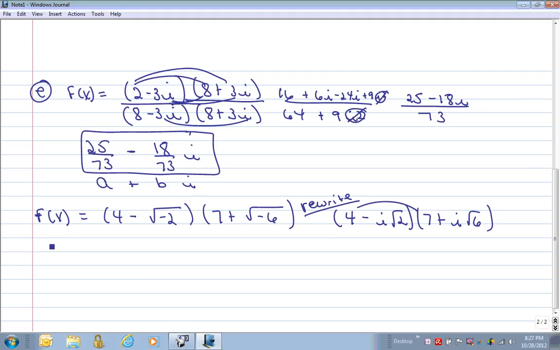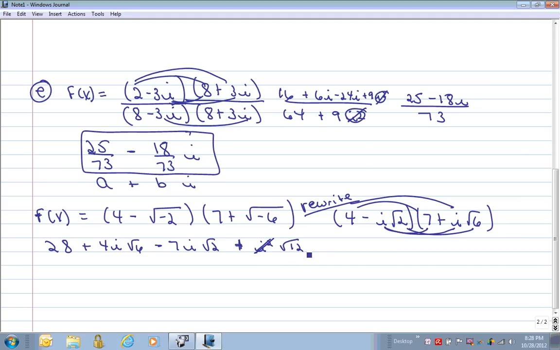So 4 times 7 is going to give us 28. And 4i times the square root of 6 is just going to give us a positive 4i square roots of 6. And then negative i square roots of 2 times 7 is going to give us a negative 7i square roots of 2. And then finally, our negative i times our positive i is going to be a negative i squared. Square root of 2 times the square root of 6 would be the square root of 12. Now, the i squared is going to be crossed out and make this become a positive. So make sure you understood that. That crossed this out and this became a positive.